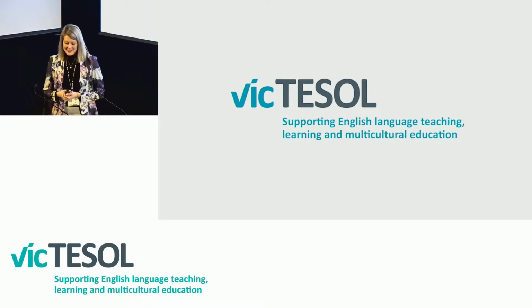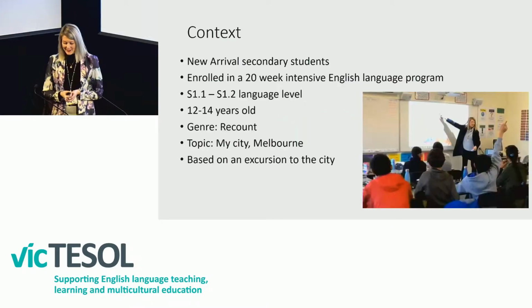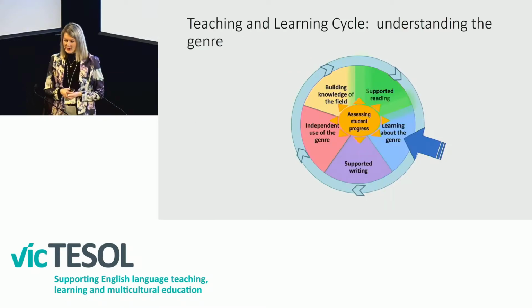My name is Jessie Sambell and I also work at Blackburn English Language School in the secondary sector. The students I taught were 12 to 14 years old and ranged from S1 to S2, on S1.1 to S1.2 on the EAL developmental continuum. The genre I focused on for this unit was recount writing, which was based on an excursion to the city. The excursion provided a shared experience for all the students to draw upon when writing, and so this meant that every student could contribute regardless of their language levels.